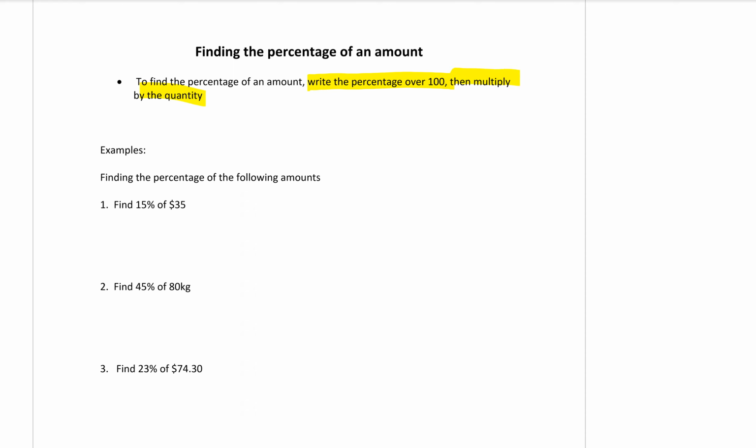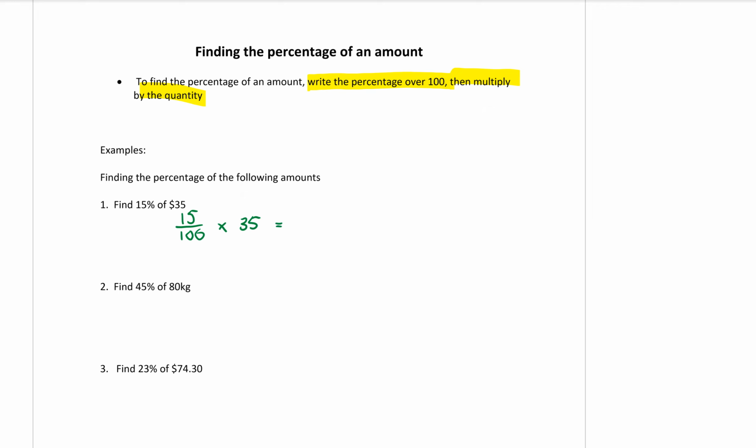Now the putting it over 100 part is because, remember that diagram that we had, to get from a percentage to a fraction was divide by 100, wasn't it? That's exactly what we did last lesson. So that's what we're going to be using here. If I want to find 15%, I do 15 divided by 100. That turns it into a fraction. And then "of" means I want to multiply by the 35.